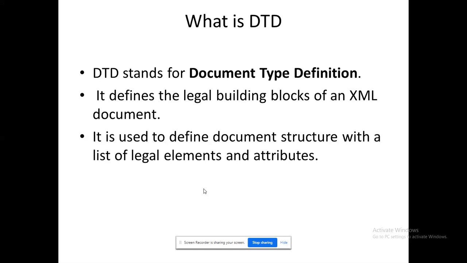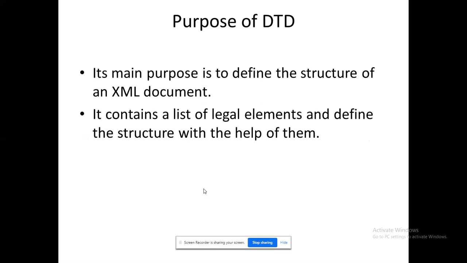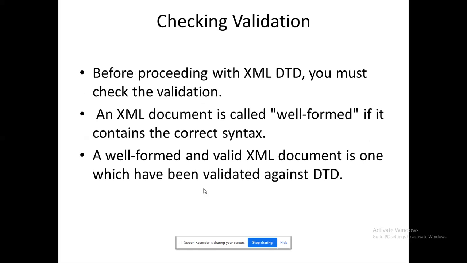DTD, Document Type Definition. That could be the legal building blocks, nothing but the data structure for the complete XML. We are ready to define the document structure, what is all necessary for me, right? So legal elements and their attributes, that's what we have defined. Especially if I want to validate against a DTD, the document should first be validated against the well-formed rules we have seen in the previous slides, right?